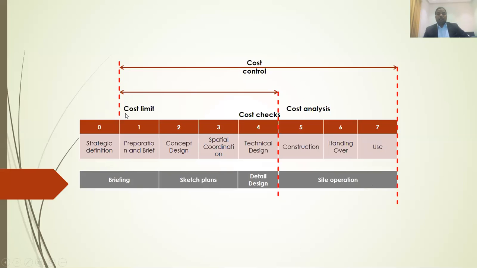You have to set the cost limit here, and you have to continually do the cost check up to technical design, up to tender stage. And after the construction, this site operation, you have to analyze the cost that you prepared before. Then this whole process is called the cost control process throughout the life of the building, from preparation to use. So how to prepare a cost analysis, how to set the limit, we will discuss in the next slides.